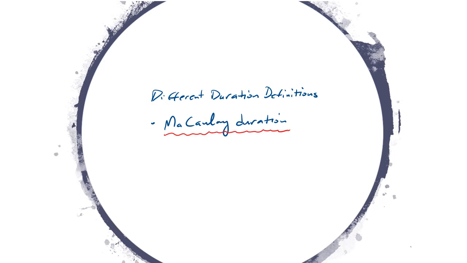The Macaulay duration is named after Frederick Macaulay for his work in 1938. It is defined as the percentage change of the price of the bond over the percentage change of its own yield.